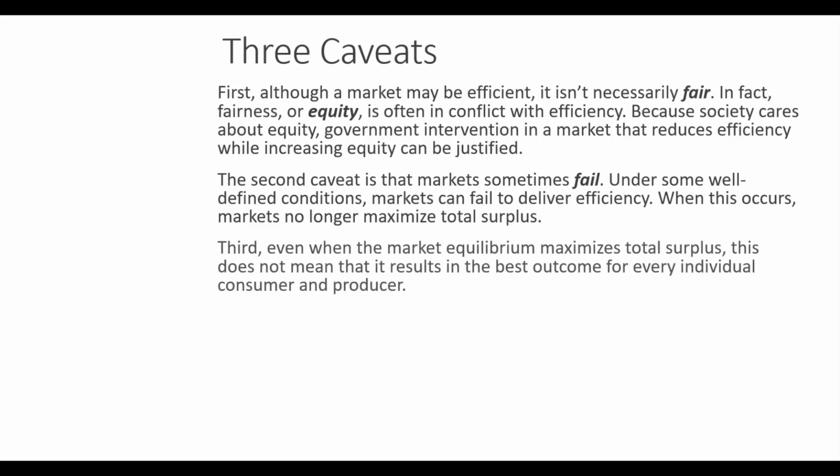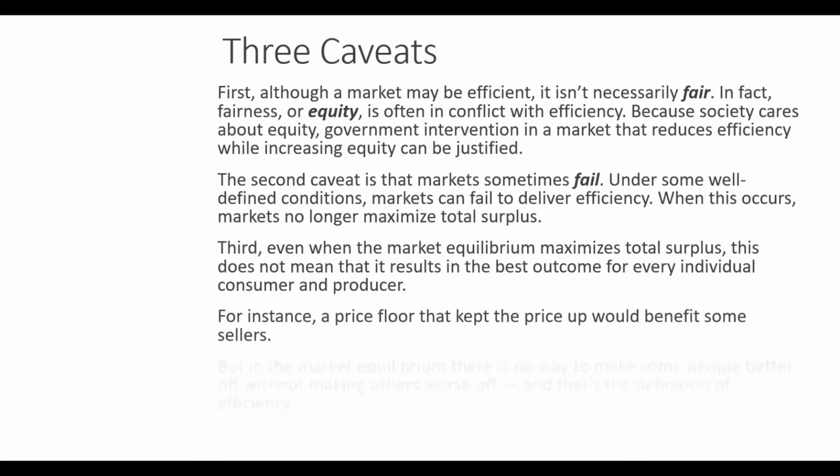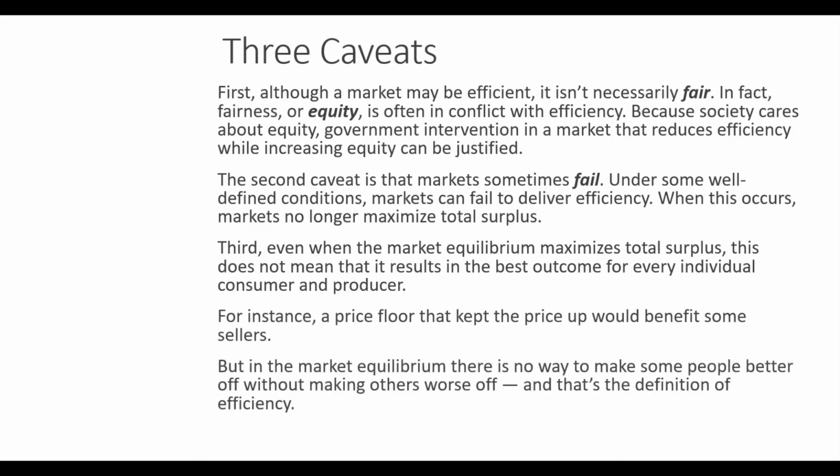And in some of these instances, it might be necessary for the government to intervene in some form to try to correct this. And third, even if the market equilibrium maximizes total surplus, this does not mean that it results in the best outcome for every individual and every producer. So those are important things to remember. Now, these observations are made by Paul Krugman, and Paul Krugman is an economist who specifically talks about market efficiencies.